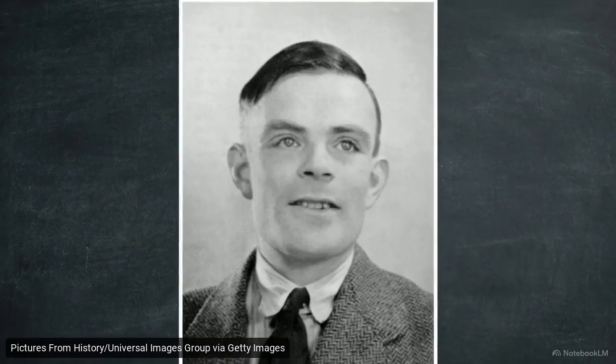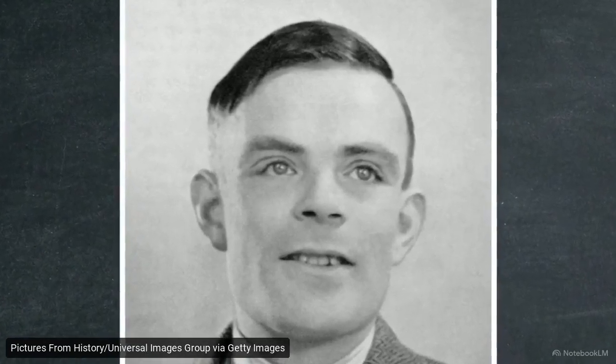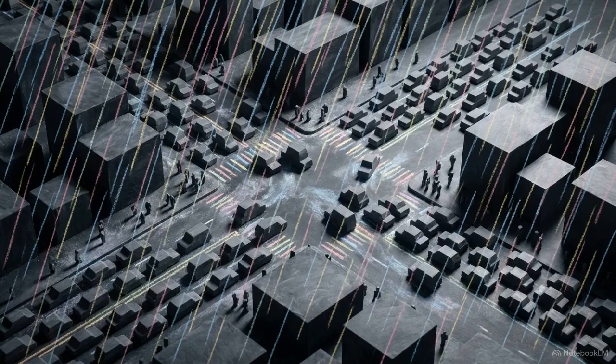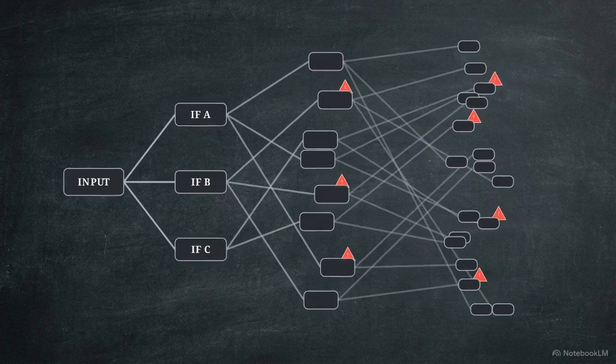Early computer science was built on absolute certainty. Human programmers wrote explicit, deterministic rules, and the machine executed those exact commands. If X happens, do Y. But the real world is messy. As the problems we asked computers to solve grew increasingly complex, it became impossible for humans to anticipate and code every single rule or edge case.